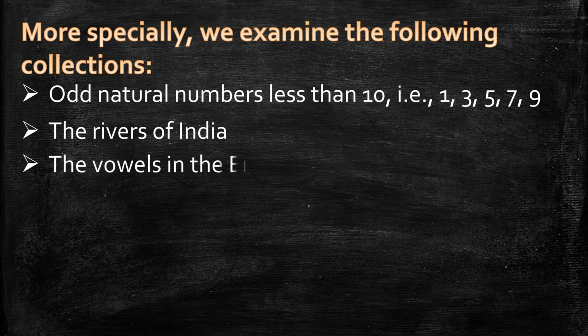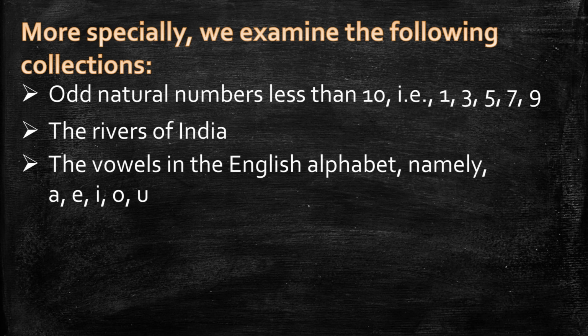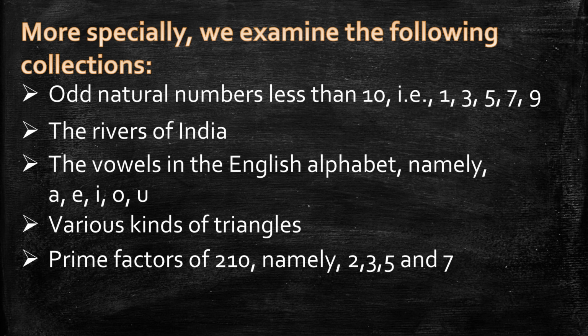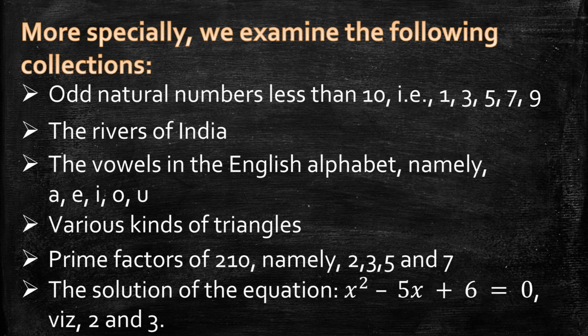The rivers of India. The vowels in the English alphabet, namely a, e, i, o, u. Various kinds of triangles. Prime factors of 210, namely 2, 3, 5, and 7. The solution of the equation x² − 5x + 6 = 0, namely 2 and 3.